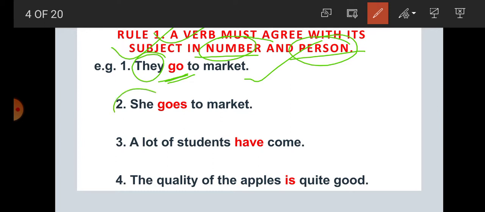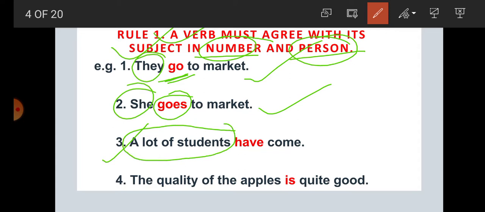Now second example, she goes to market. Here student, what is she? She is third person singular number. So according to tenses, we all know that third person singular number in present tense takes a singular verb. So here goes is a singular verb. Now number third, student, a lot of students have come. Here what is the subject? A lot of students, that is plural. That's why here have is the correct one.